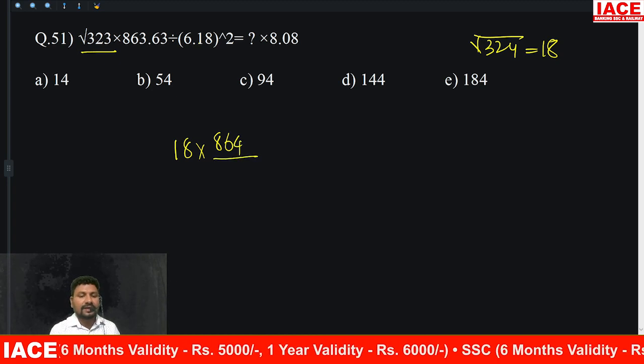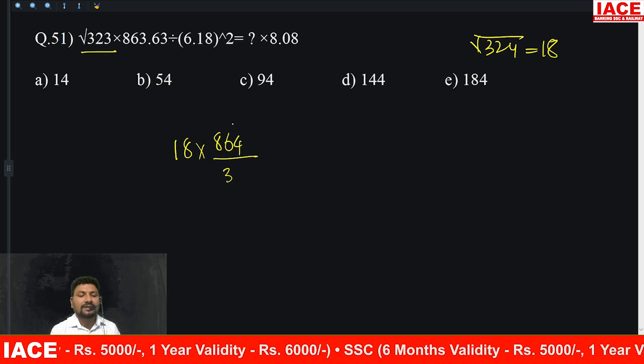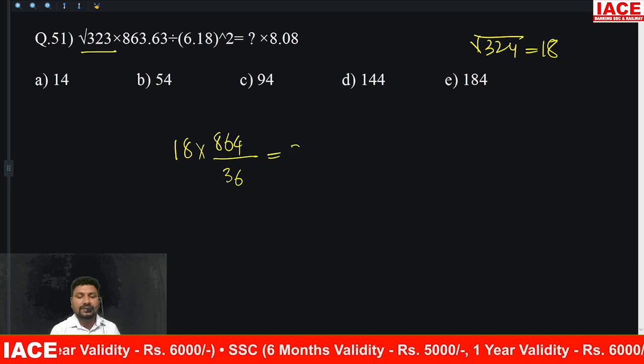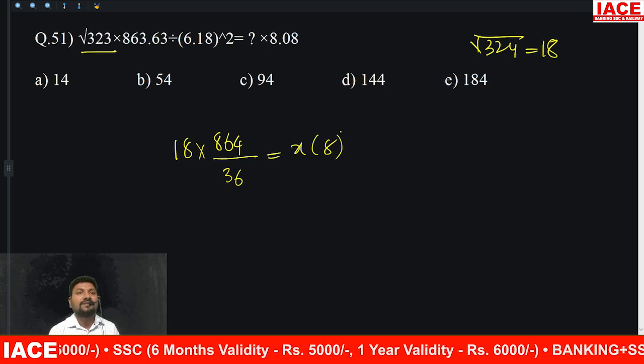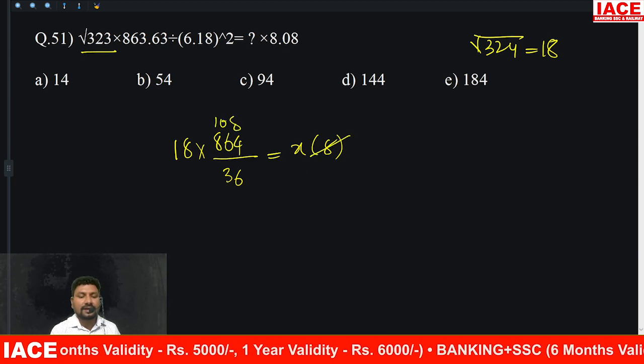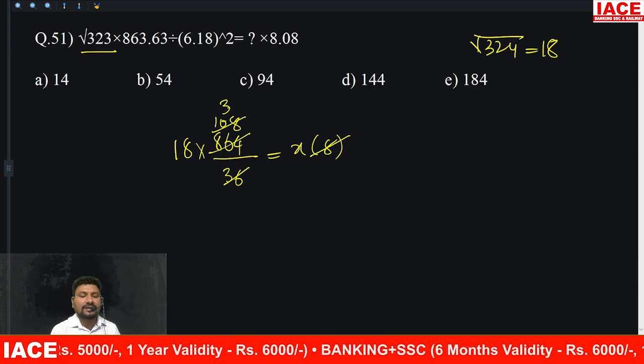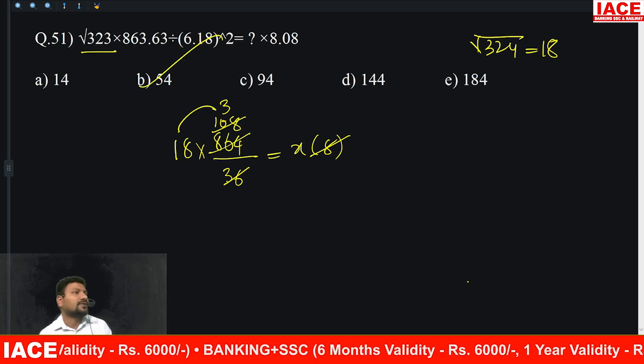864 by 6.18 square, nothing but 36 equals x into 8. Cancel with the 8 table. 8 ones are 8, 8 4s are 32, 36 to 108, 3 times. 18 3s are 54. Option B.